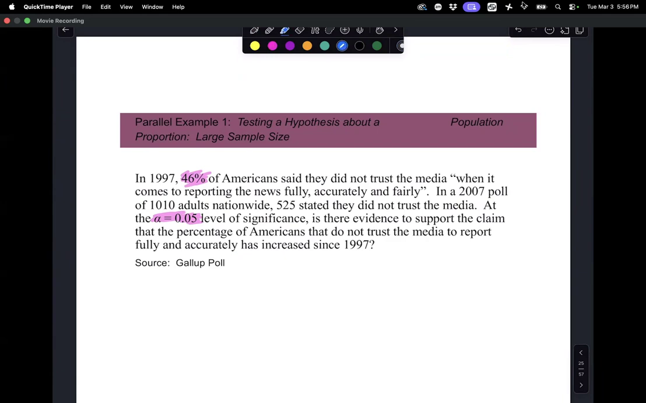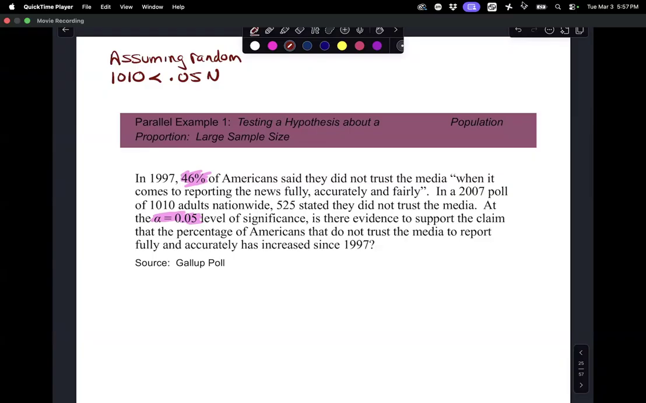So these are the things you're going to do on your test. First thing, does it tell me random? We're assuming random. It does not say we're going to assume random. Okay, second, because it's easier, I'm going to do the whole 5% of the population. So 1,010 is less than 5% of my population, because 1,010 is definitely less than 5% of all Americans.